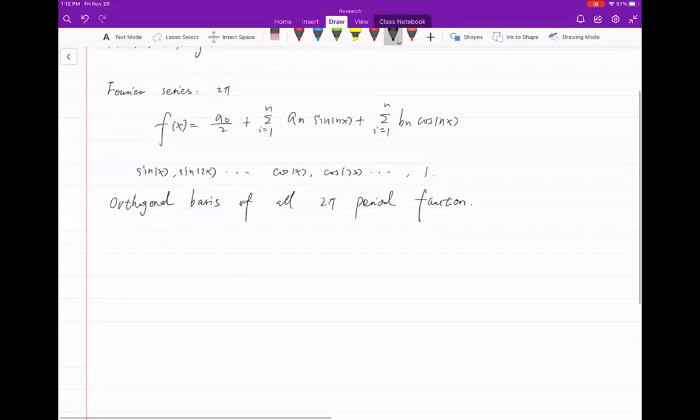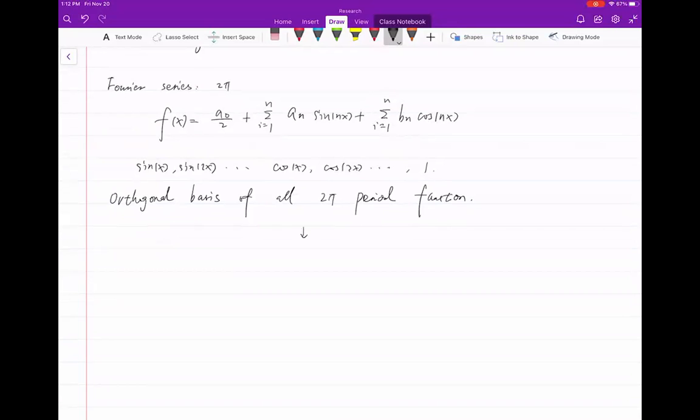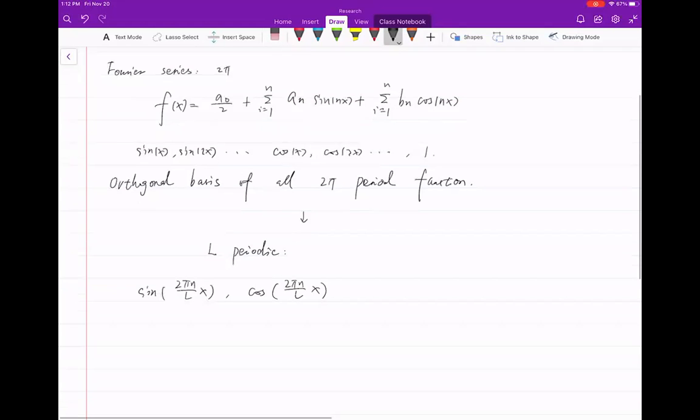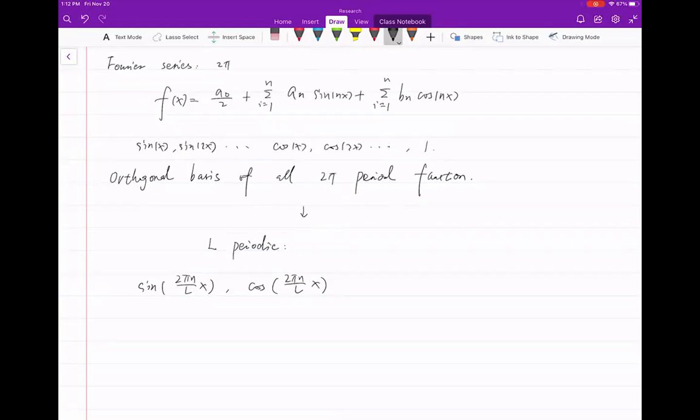So that's the first thing we did. We say anytime you see a wave, you can decompose it into multiple waves. Anything that repeats itself, its foundation, its origin, is nothing but a lot of periodic functions added together. Then we extend the idea from 2 pi to L, any L periodic. Instead of sine nx, we do sine of 2 pi n over L times x, and cosine of 2 pi n over L times x. It's just a variation by shrinking or stretching the whole thing. Basically, it's just a rescaling from 2 pi to L.